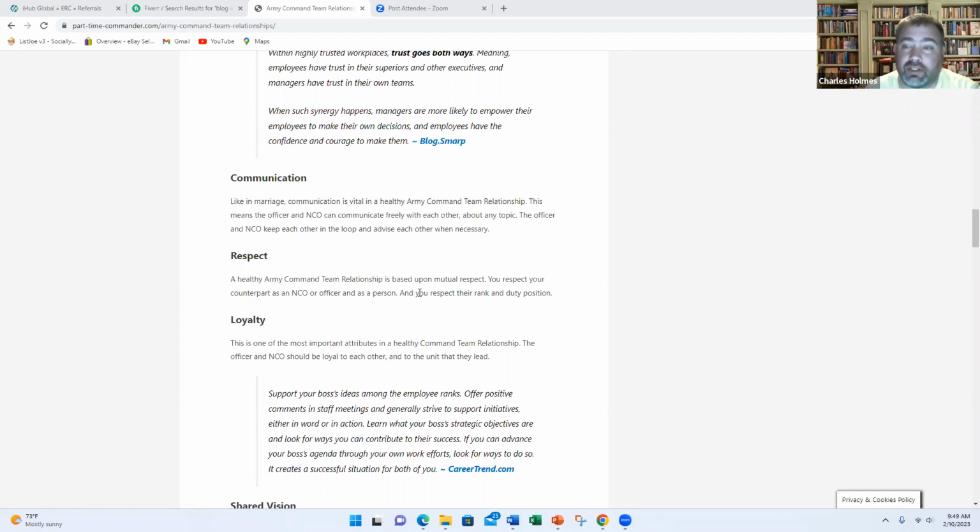The next one is loyalty. I don't believe in blind loyalty, but I do believe in loyalty if you want a command team relationship. If you are putting the mission first, if you are taking care of your soldiers, if you are communicating effectively, loyalty really shouldn't be a problem. But here's the thing. If you have an issue with your counterpart, you don't need to be talking to your peers about it. You need to be talking to your counterpart about it so that the two of you can work it out so you can be functional.